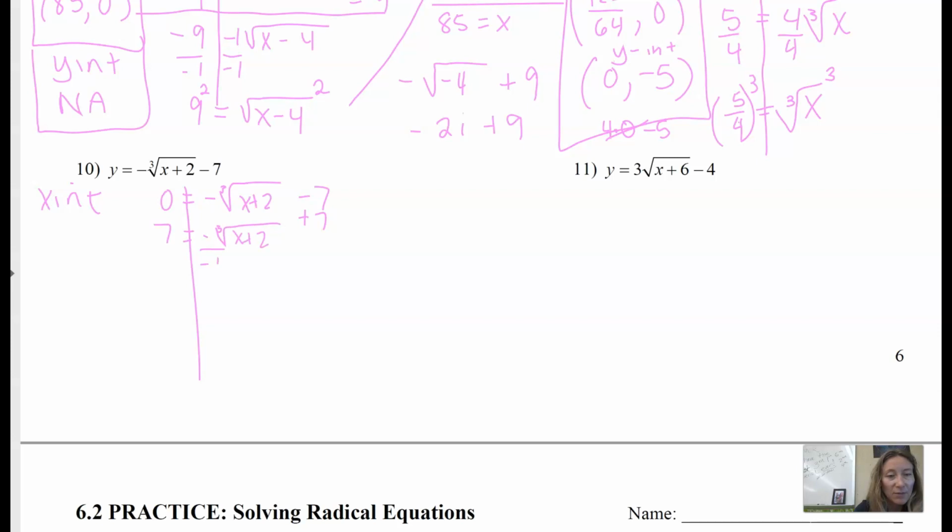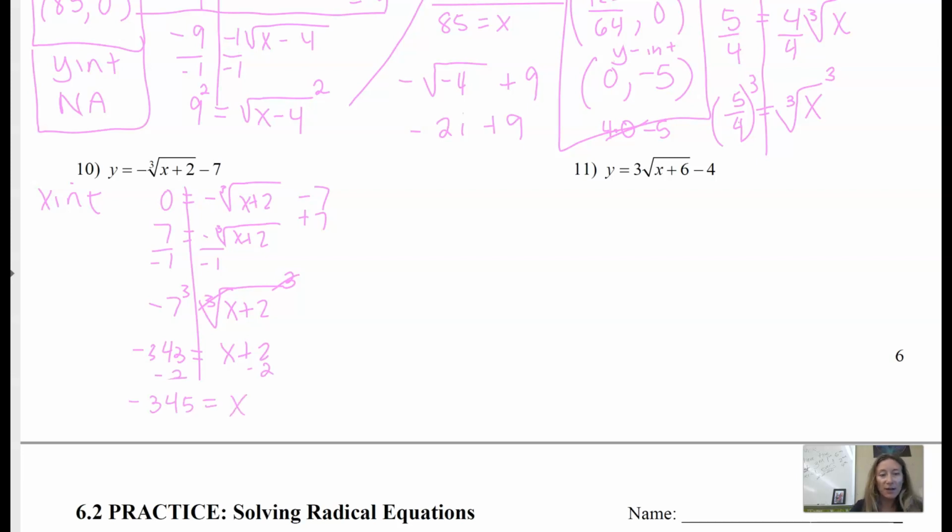Getting rid of the negative sign by dividing by -1, I've got -7 is equal to the cube root of x plus 2. Cubing both sides to get rid of the cube root, I've got -343 is equal to x plus 2. Subtracting 2, I've got -345 is equal to x.